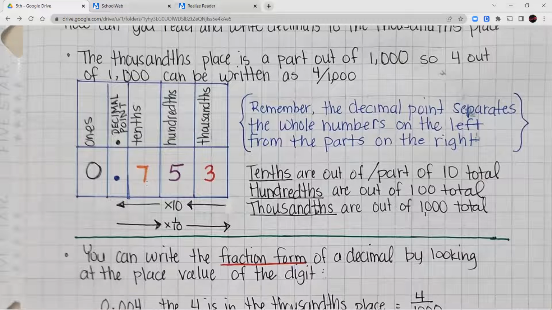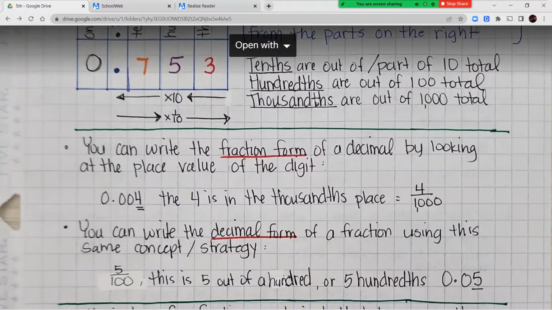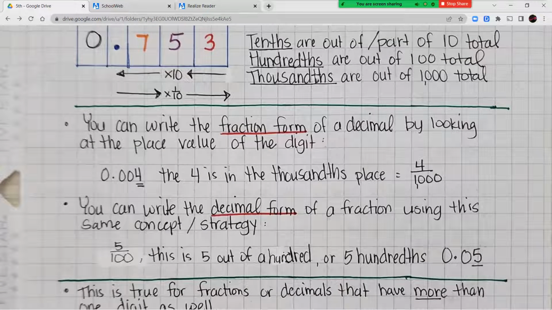So over here, when I want to read this number, I'm going to say 753 thousandths. So I'm reading it based on the last place value. So where is my last digit written? And now if your last digit is a 0, it doesn't count. We're talking about digits that are bigger than 0. So 753 thousandths.